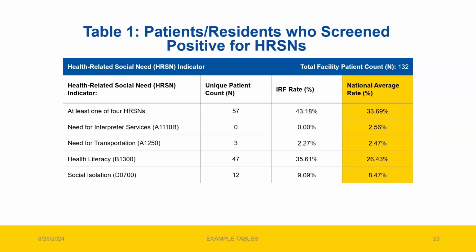We can also compare our sample facility's results with these national benchmarking results. For example, we can see that our sample IRF has an overall HRSN rate of 43.18%, which is a bit higher than the national average IRF rate of 33.69%. This suggests that our sample IRF has a greater share of patients with at least one HRSN than the average IRF in the country.